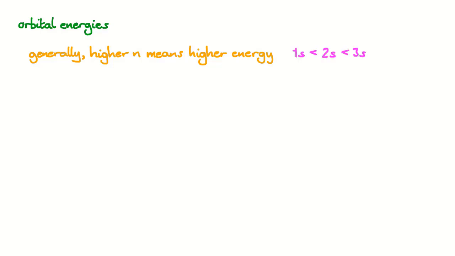So an electron in a 1s subshell is more stable than one in a 2s or a 3s subshell for the same atom or ion. The second rule is that for a given value of n, an electron in an s-type subshell is more stable than one in a p, d or f-type subshell. So an electron in the 4s subshell has a lower energy than an electron in the 4p subshell.